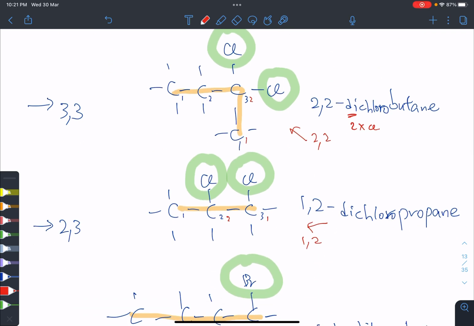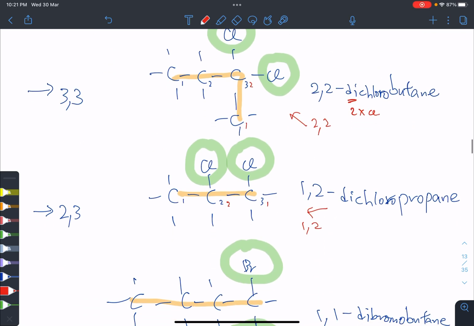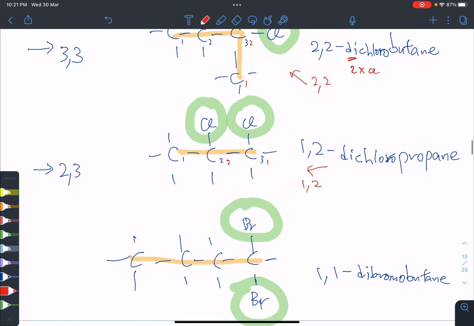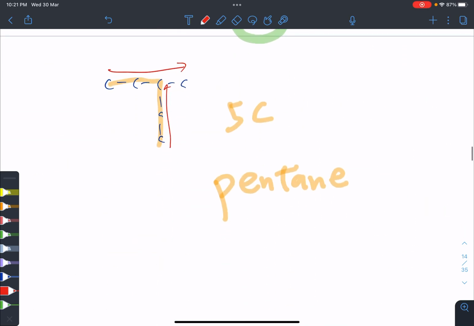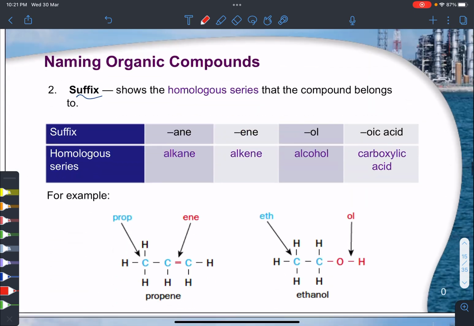So there are some more examples here. You can take a look. Feel free to pause it if need be. Okay, so that's the idea of naming.